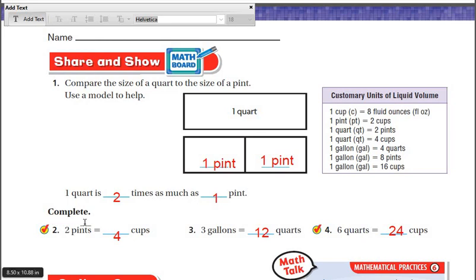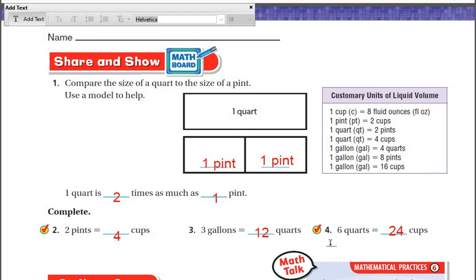Okay, again, let's complete. We have 2 pints equals. From where I got this 4, I know that 1 pint equals 2 cups. So 2 pints, 2 times 2 equals 4. Number 3, we have 3 gallons. How many quarts in 3 gallons? Let's look here, searching for gallons and quarts. This one. So here I have 1 gallon equals 4 quarts. So if I have 3 gallons, it means 4 and 4 and 4. 3 times 4, which is 12.